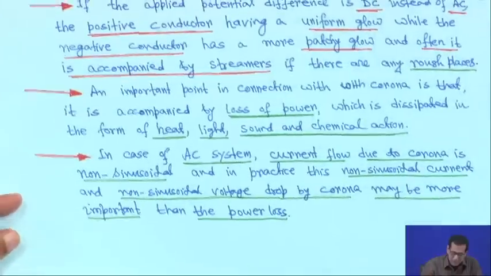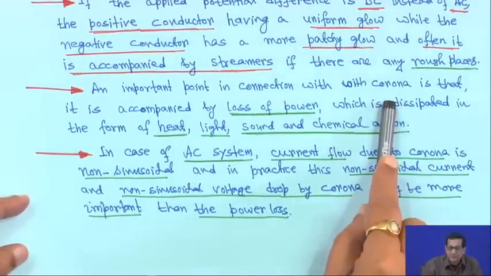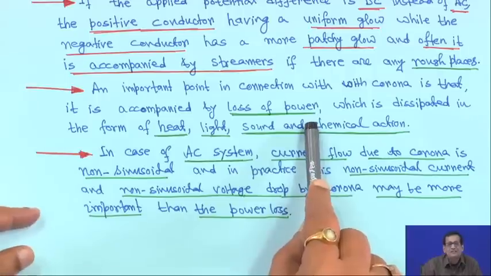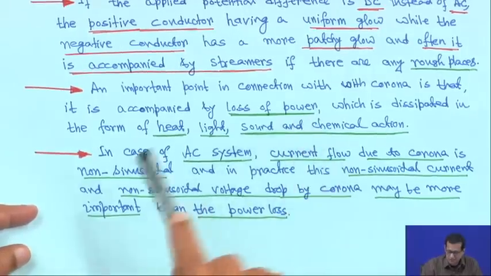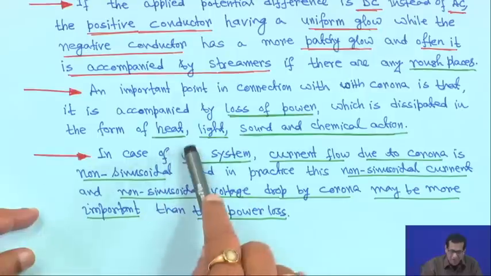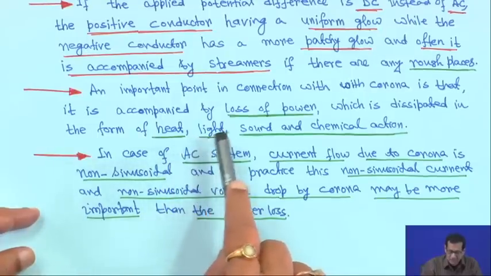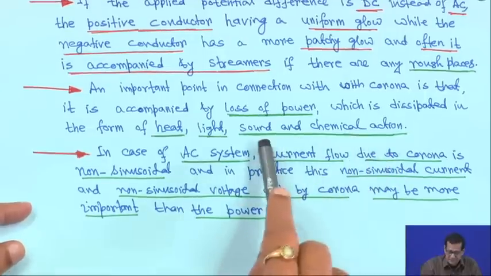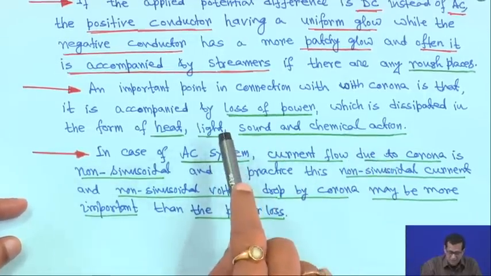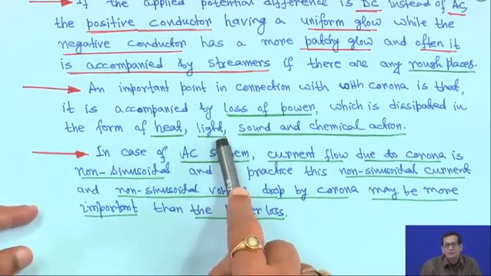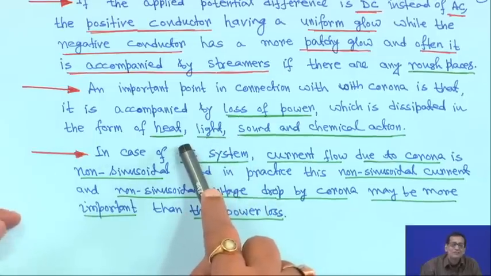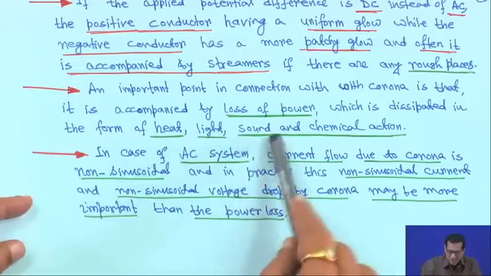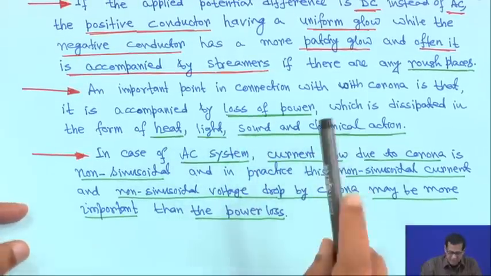So, an important point in connection with corona is that it is accompanied by loss of power. This we know, there will be power loss, right. So, loss of power is dissipated in the form of heat, light, sound and chemical action. Chemical action means ozone gas, sound means hissing noise, light means the luminous glow we have seen, and heat means if power loss is there, heat will be generated, right. So, these are all outcomes from corona, right.